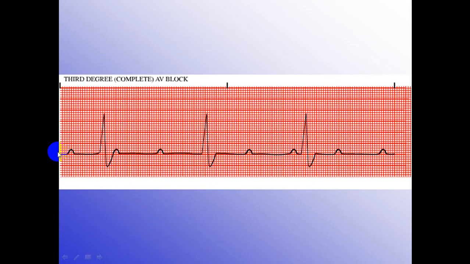If we look at this, the atrium contracts independently of the ventricle. The QRS complex is usually abnormal. In contrast to second degree block, where one P wave is conducted, here there is no P wave conducted.